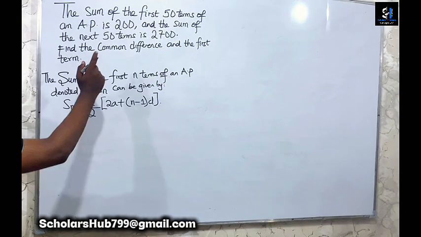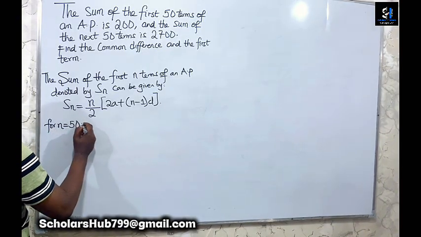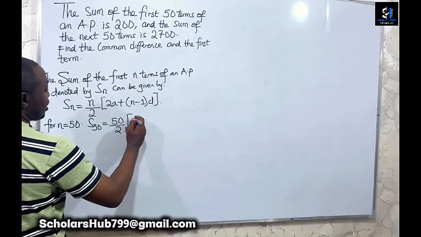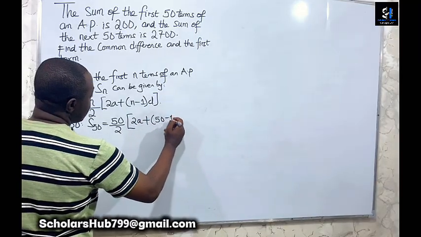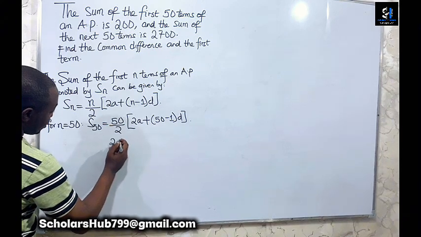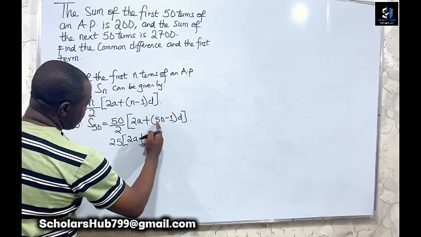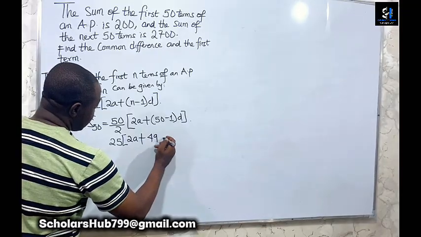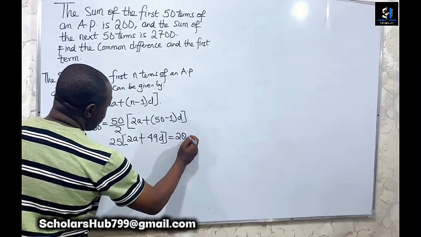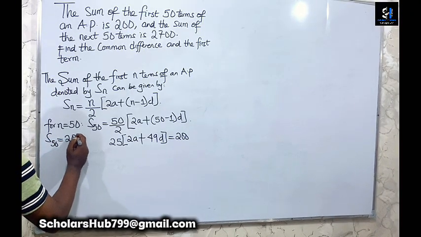All right, so for the first 50 terms, we have n equals 50, so S subscript 50 equals 50 over 2 [2a + (50 - 1)d]. For this one we have 25, because 50 divided by 2 is 25. So [2a + 49d], because 50 minus 1 is 49, then close the bracket, and it equals 200, because according to the question, S subscript 50 equals 200.